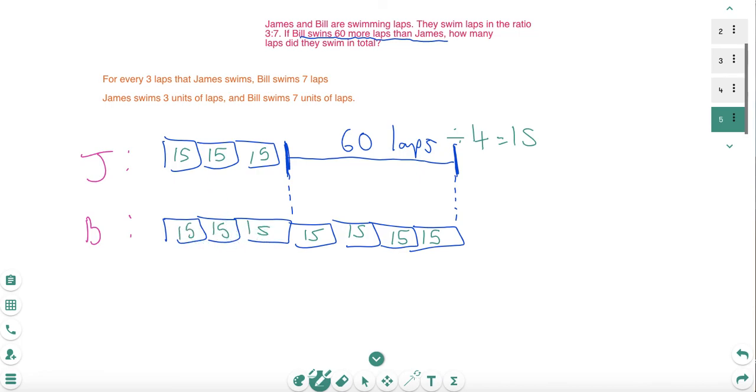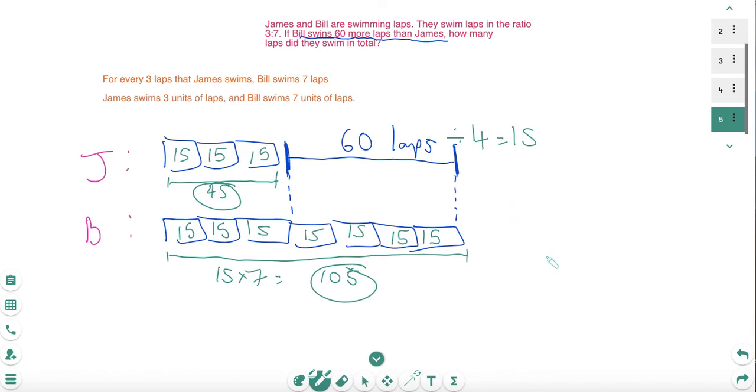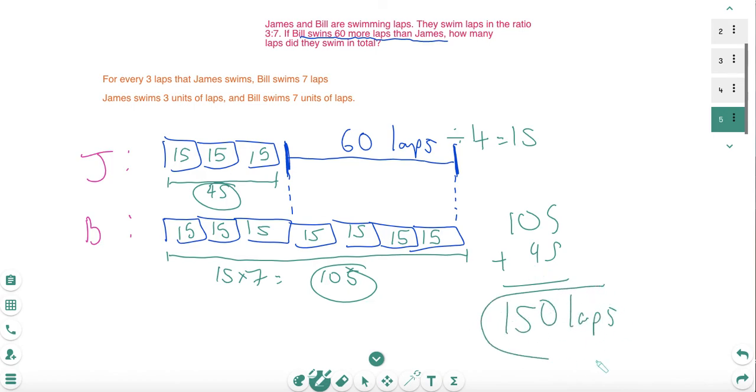Boom. Now, the question is, how many laps did they swim in total? Well, James swam 15 times 3, which is 45. Bill swam 15 times 7, which is, quick math, 105 laps. Yo, James actually sucks. All right, so therefore 105 plus 45 is equal to 150. Bill absolutely carried. 150 laps, guys. That's how much they swam in total.